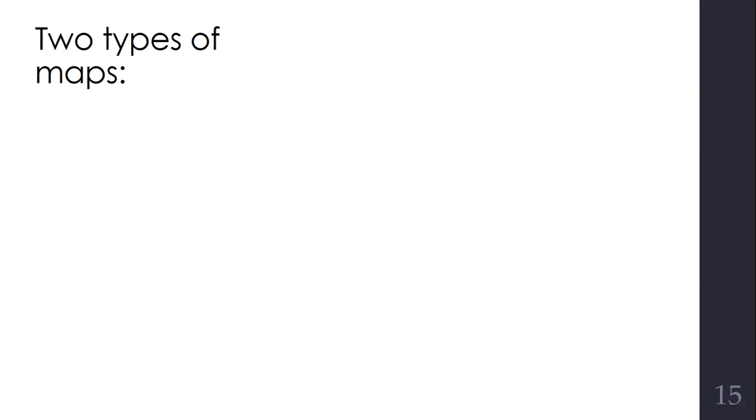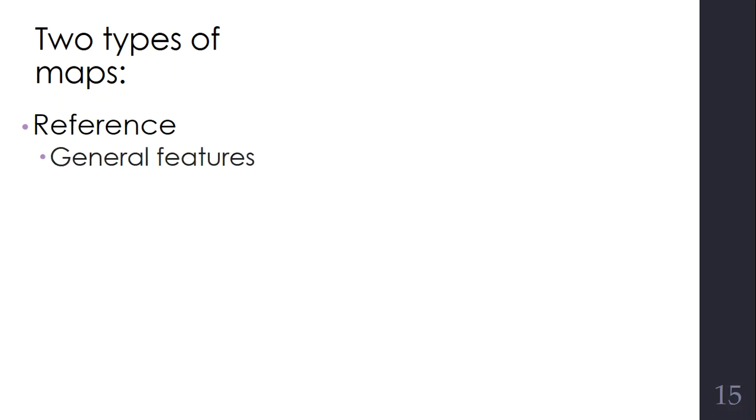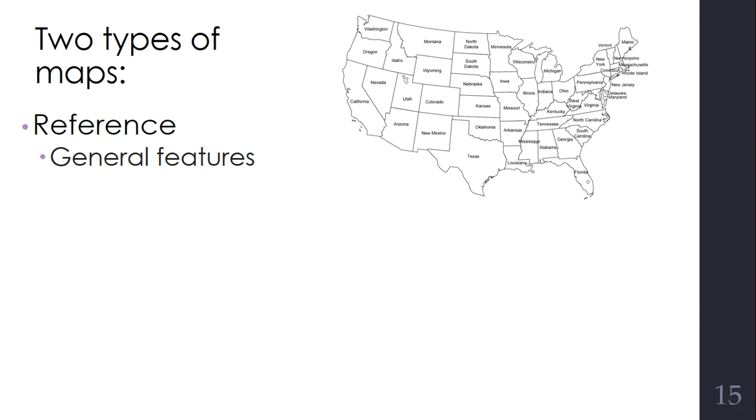Next, we're going to talk about the types of maps. There are two main types of maps. The first one is a reference map, and that's really what you're interacting with on your phone most of the time. It's just telling us general features. Here is a map of the 48 contiguous United States, right? It's just letting us know where things are.